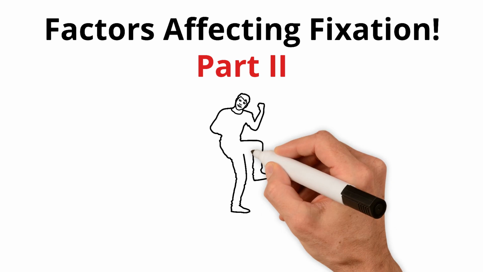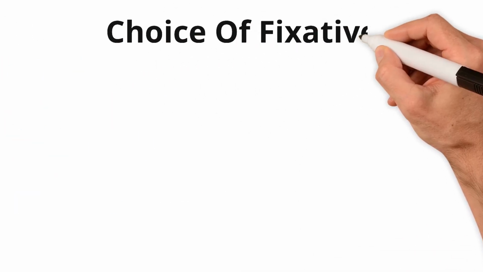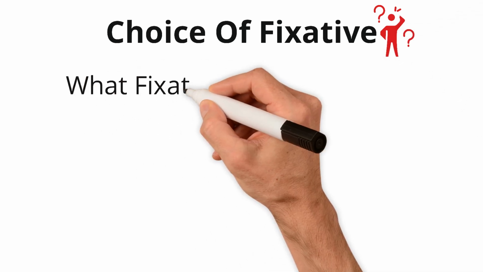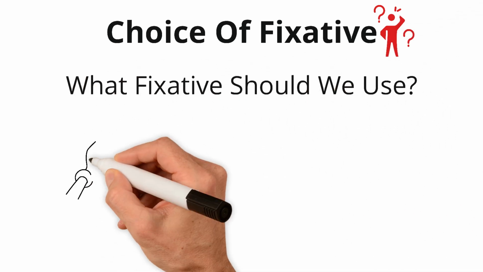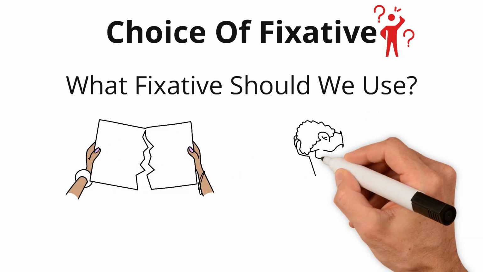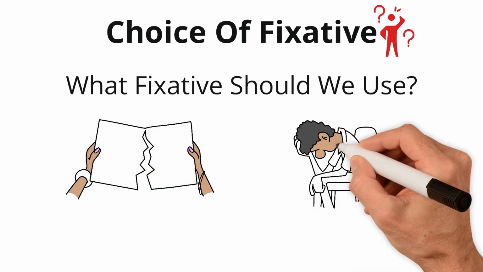So, the fifth factor is the choice of the fixative. When a specimen arrives in the lab, one of the first and most critical decisions is, what fixative should we use? The wrong choice can ruin your results, and often there is no way to fix it afterward. Some situations do not need fixatives at all.